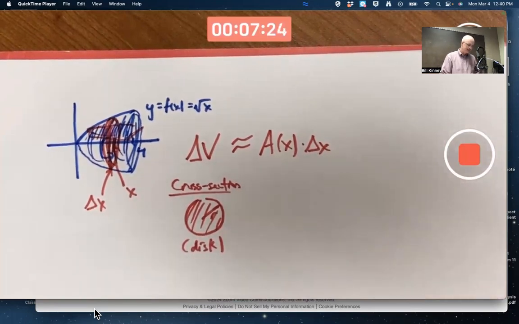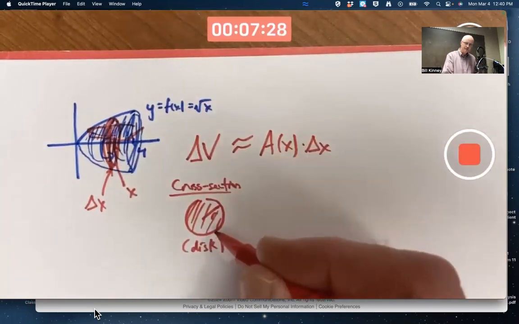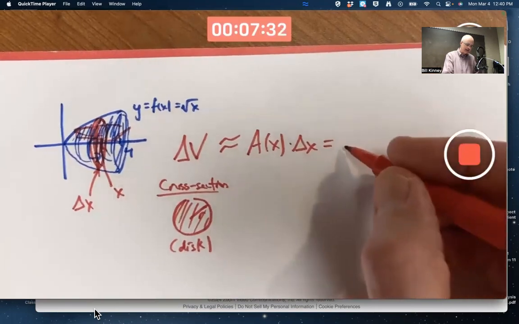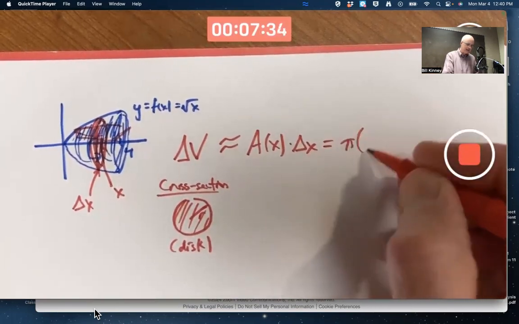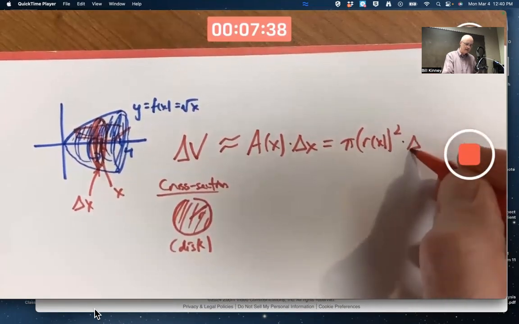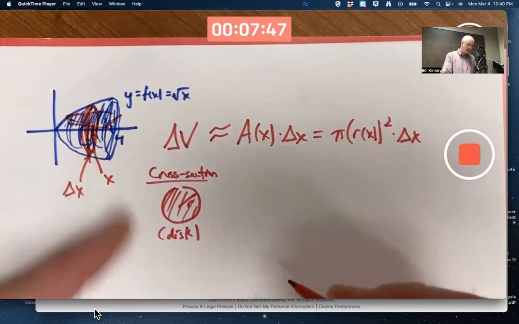But A of x, yes, it is the area of this cross-section. But since that's a disk, a circle, and it's inside, it's pi times the radius squared. But the radius depends on x. So it's good to specify the dependence on x. That's the volume of the thin wafer.